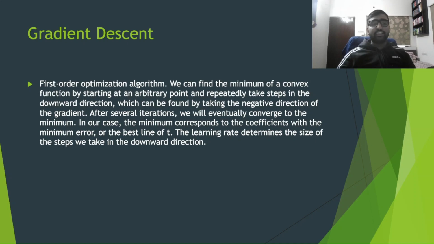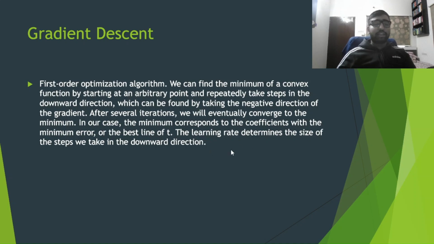So gradient descent is an iterative process where at each point we find the slope, and after finding the gradient we go in its negative direction, and we do these iterations until we have reached a minimum. Now minimum in this case corresponds to the values of the coefficients which give us the minimum error. That is what we mean by minimum in gradient descent. In our case, minimum corresponds to the coefficients with the minimum error, or the best line of fit.